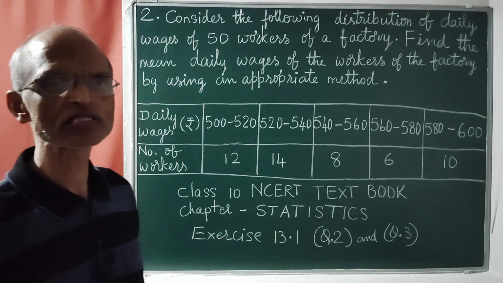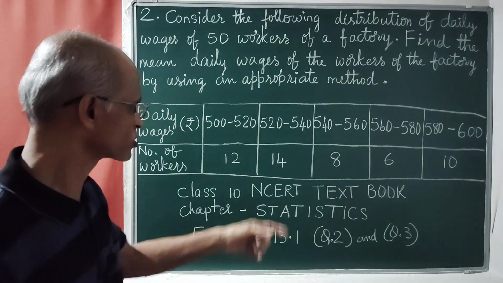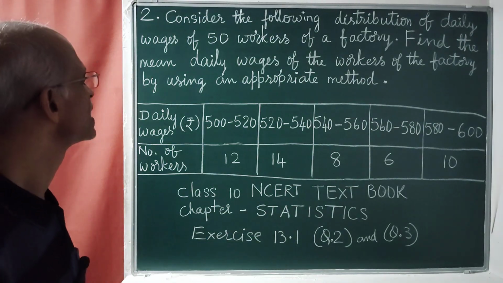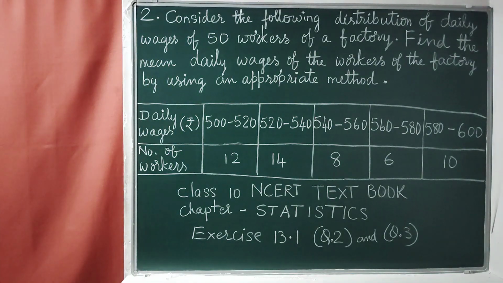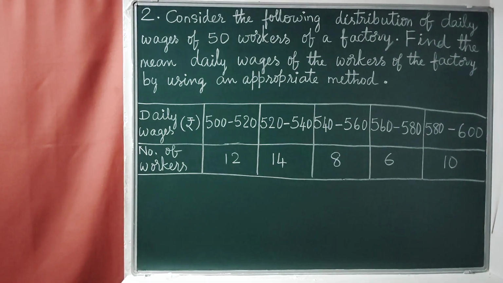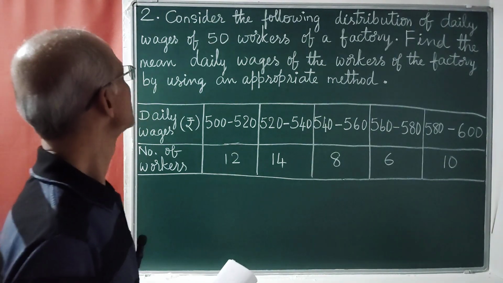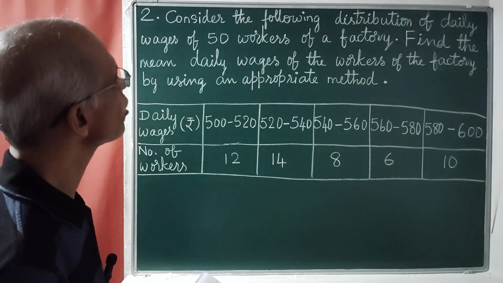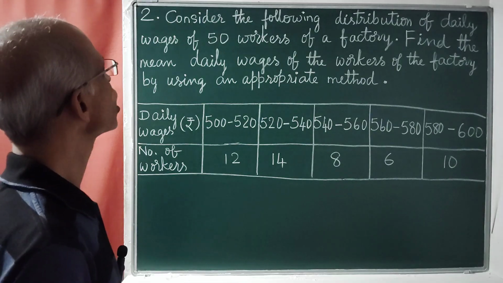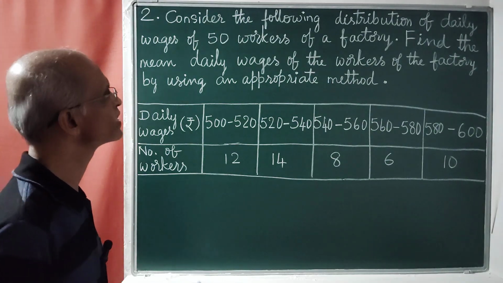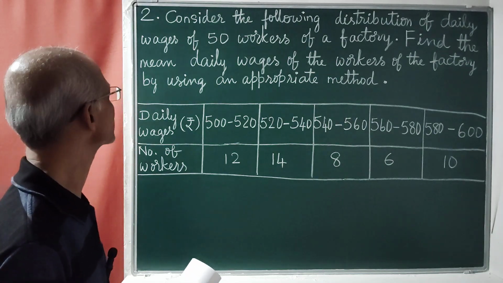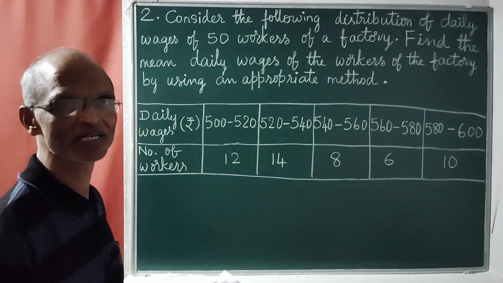In this class, we'll solve sums from class 10 NCERT textbook, chapter statistics, exercise 13.1, question 2 and question 3. The question is, consider the following distribution of daily wages of 50 workers of a factory. Find the mean daily wages of the workers of the factory by using an appropriate method.